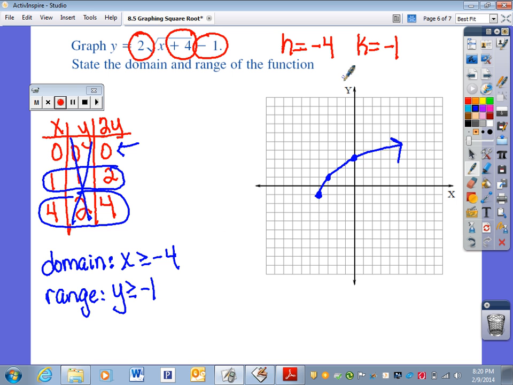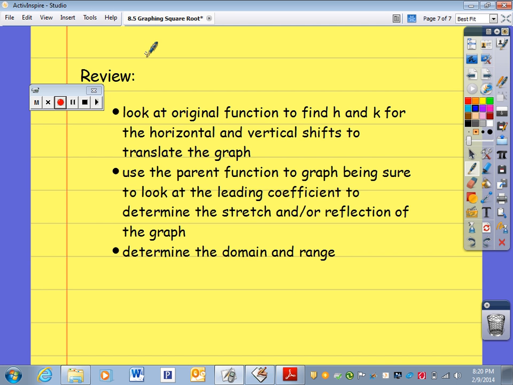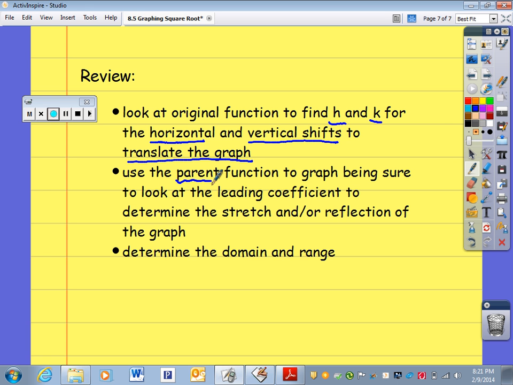And again, we can find those values with our h and k and then determine if it should be greater or less than. So when we're graphing square root functions and cube root functions, make sure you look at the original function to find the h and the k, which is going to determine our horizontal and our vertical shifts, which will translate the graph. Then use the parent function to graph, being sure to look at the leading coefficient to determine the stretch and/or the reflection of the graph. And then determine the domain and the range.